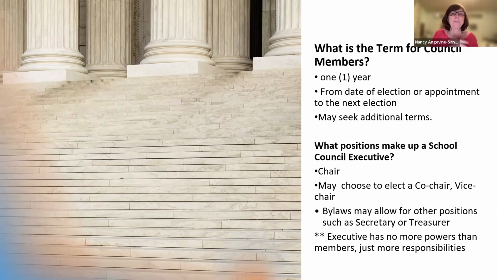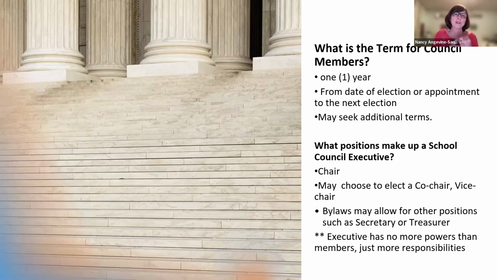So what positions make up the executive? Regulation 612 speaks to needing a chair and or co-chair. If you just have a chair, then you can choose to have a co-chair or a vice chair. We wouldn't suggest having a co-chair and a vice chair. That's becoming a little bit too top heavy. Your bylaws would then decide if you were going to have other executive members. Regulation 612 doesn't speak to any other ones. They leave it to you as a school.